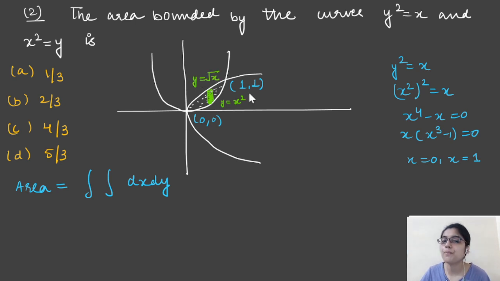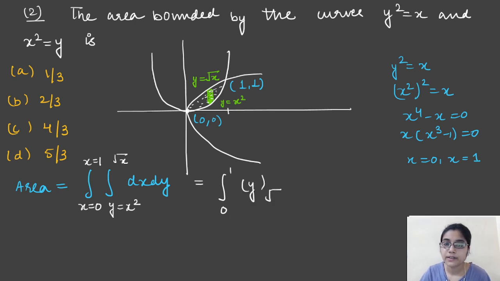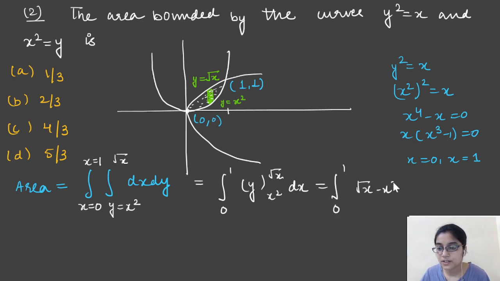You can draw a strip parallel to x also, you will get the same answer. So what is the limit of y? The limit of y is from x² to √x, and the limit of x goes from left to right. On the leftmost part of the region we have x = 0, and on the rightmost part we have x = 1. Now we will just integrate with respect to y first. So this is going to be from x² to √x dx. So here we are getting the integral from 0 to 1 of (√x − x²) dx.